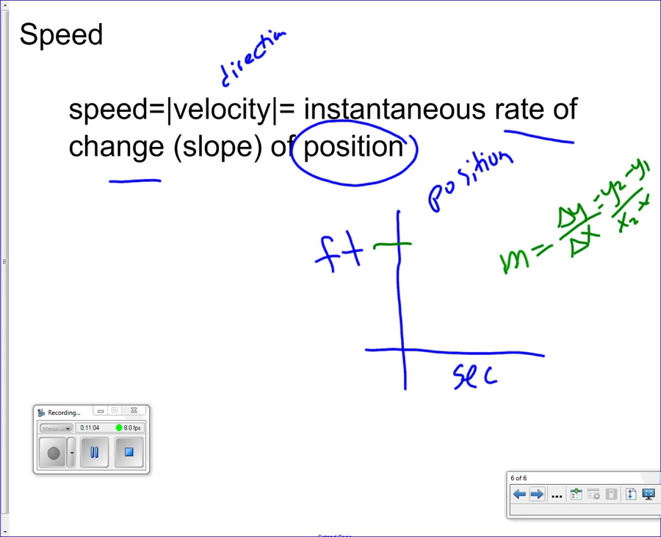This is just a fancy way of saying y2 minus y1 over x2 minus x1. The y is getting measured in feet, and the x is getting measured in seconds. So looking at our unit analysis, feet per second is a way of talking about velocity, and it's the slope of position. That is the end of our notes.